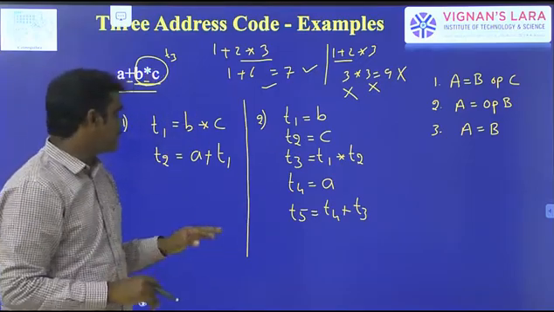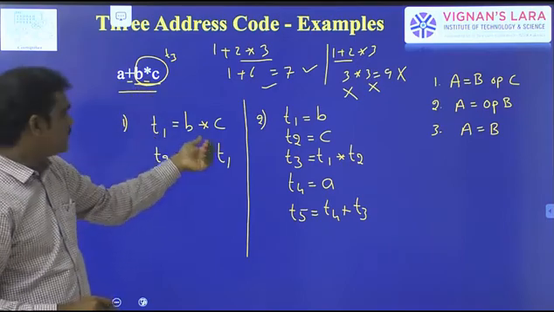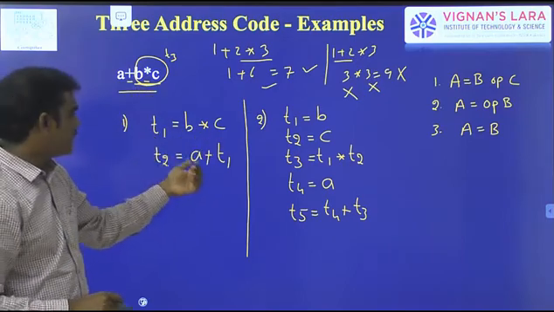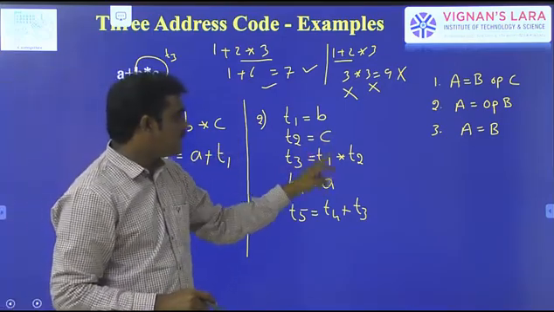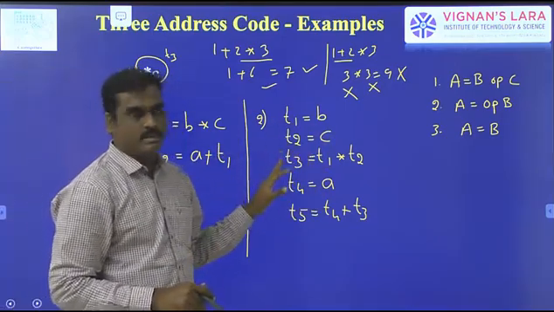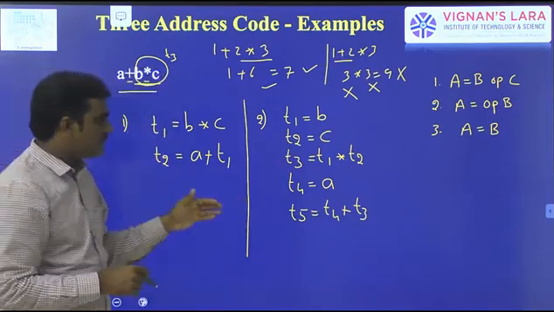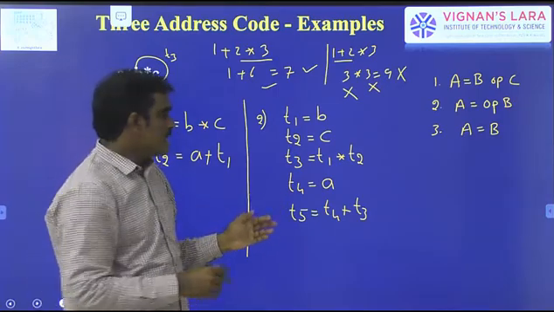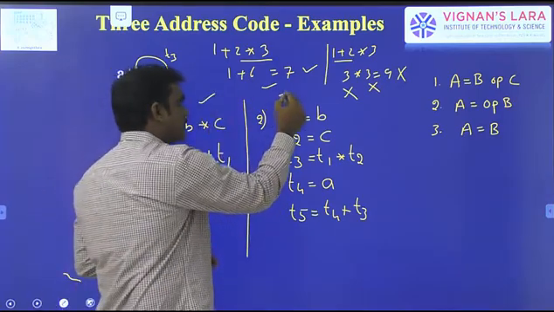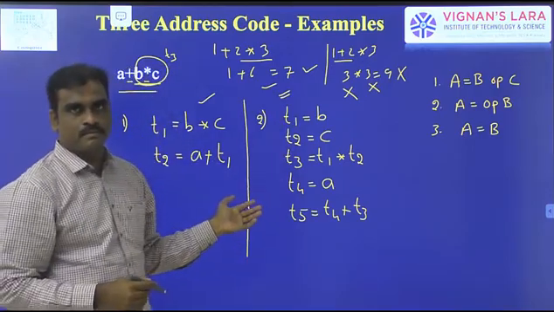The main difference is, here we can directly take the value B star C to T1, and next A plus T1 to T2. Whereas in this case, each and every operand is assigned to some temporary variable. Here only 2 lines are there, whereas in this case a total of 5 lines are there. Okay. This is the correct approach, and this is also a correct approach. You can follow either this one or this one.